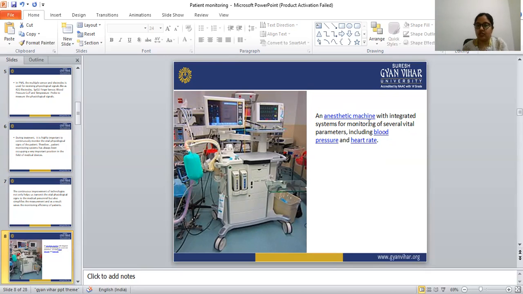This is an anesthetic machine, the anesthetic machine with an integrated system for monitoring of several vital parameters, including blood pressure, heart rate, and so on. So you can monitor several parameters with the help of this machine, including blood pressure, heart rate, pulse rate, and oxygen saturation rate. All of these we can measure with the computerized patient monitoring system, which is very useful in the healthcare system.